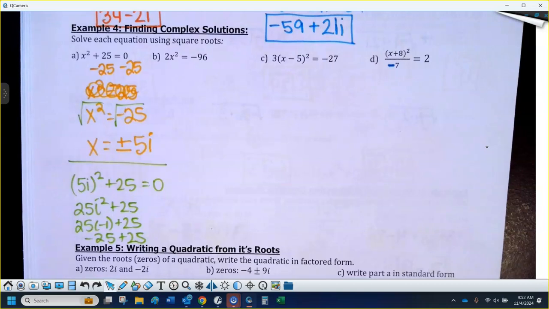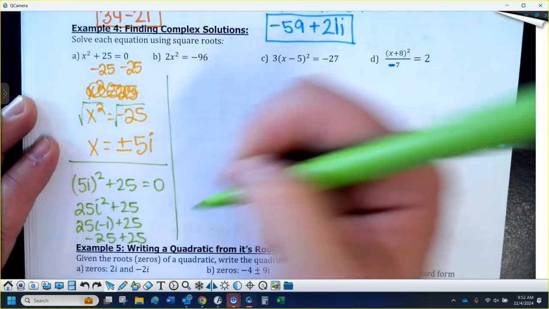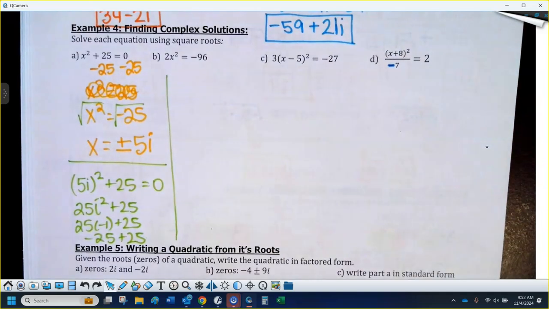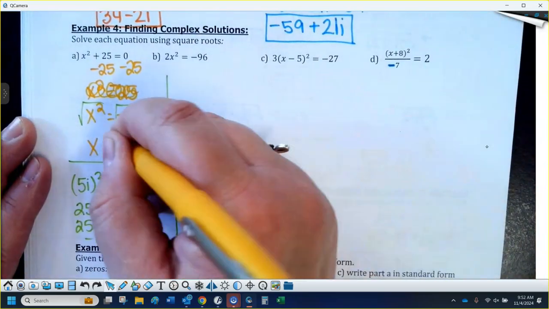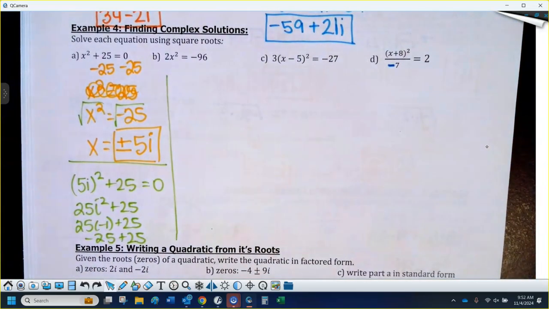You don't have to plug that back in, but if you do plug that back into the original problem, it does satisfy the equation. So you just have two imaginary answers. We would not visually see that on a graph, but it does have solutions. They just involve an i. This would be my answer. 5i or negative 5i would also work.